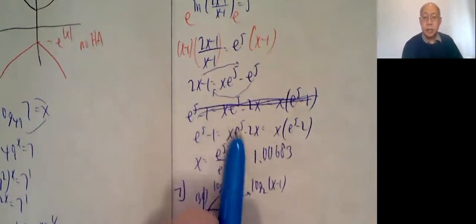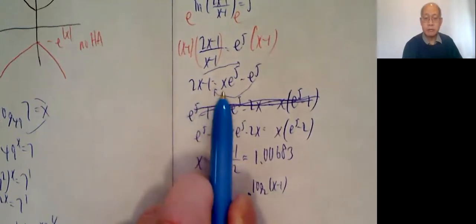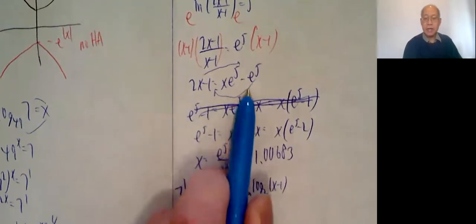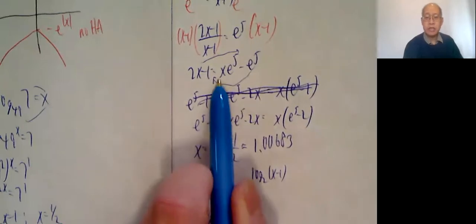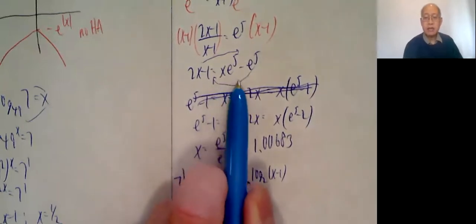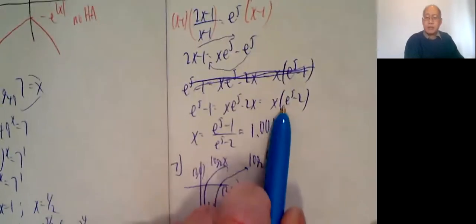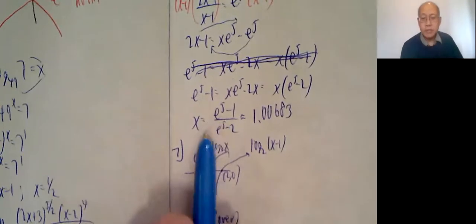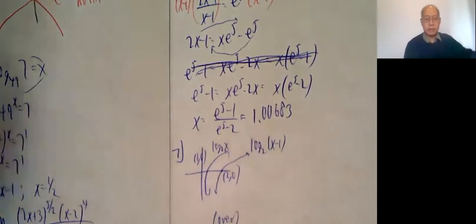Okay, let's see. I want the x's on the right-hand side, so I subtract 2x and add e to the 5th. So the left side becomes e^5 minus 1. The right side is x e^5 minus 2x. Factor out the x, (e^5 - 2). Divide by e^5 minus 2. So x is (e^5 - 1)/(e^5 - 2), approximately 1.00683.